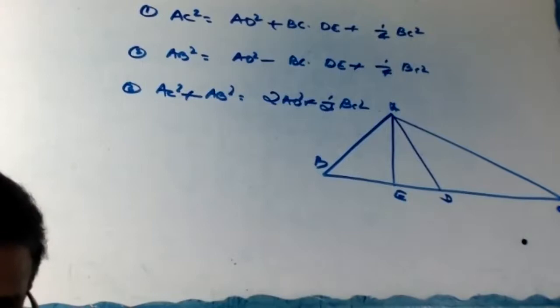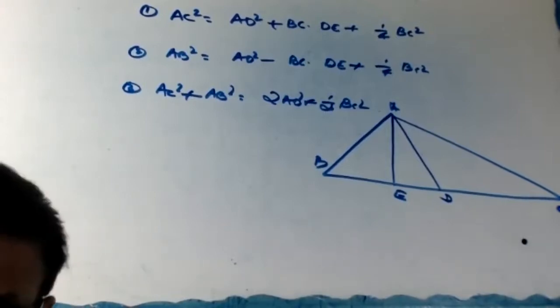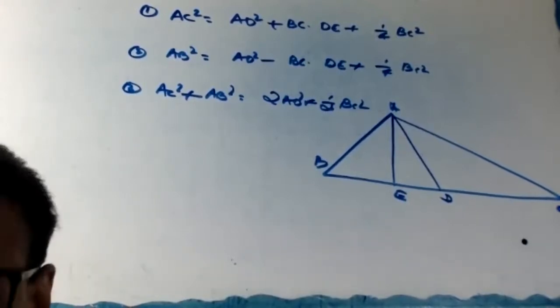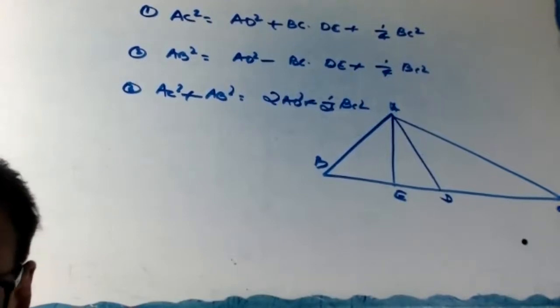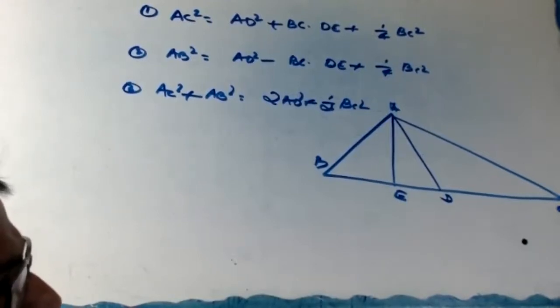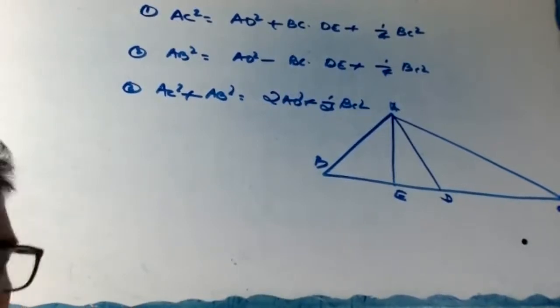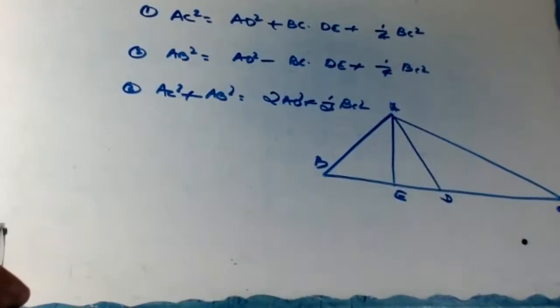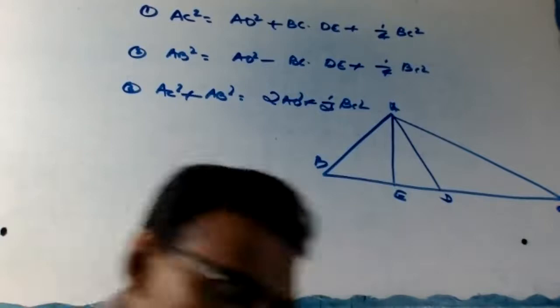Okay, question again. In triangle ABC, listen, AC is greater than AB. D is the midpoint of BC. AE is perpendicular to BC. Prove that one. The second one is on the board. Third also you can find. Try now. It's a very simple question. You can try it.